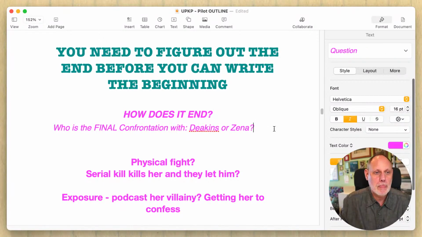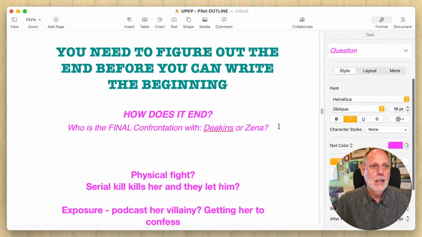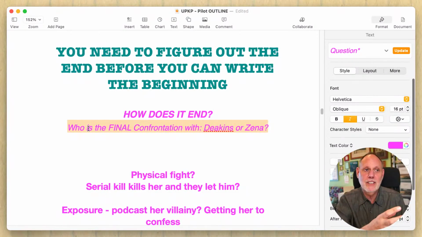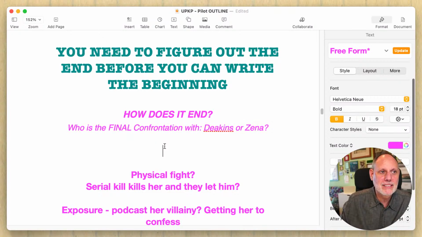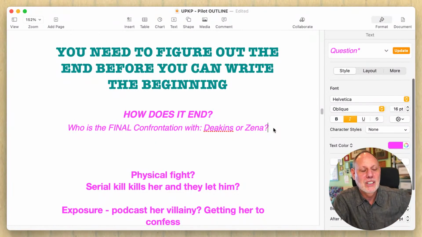Figure out. So now we've got a choice. This is important. You always have to come to making it a question and then coming up with the answer. All of writing is making it a question and then coming up with the answer. Now, the question we have come to is, who's the main villain? Is it Deakins or Xena? There's an argument to be made for either one. In some ways, it's kind of cool if the worst person is Xena, the influencer, not Deakins, the serial killer.